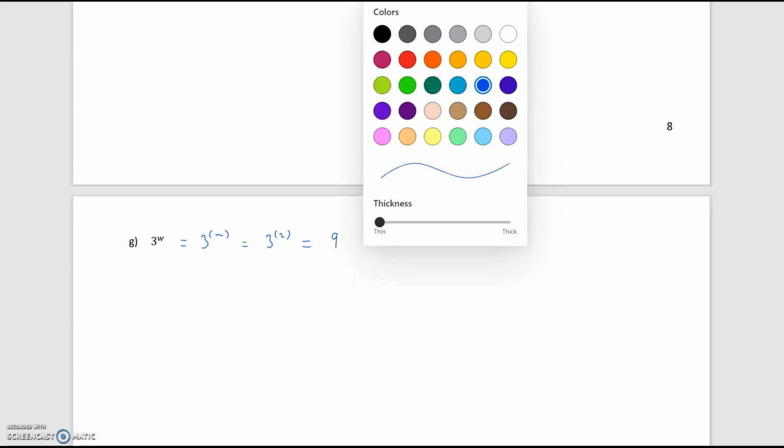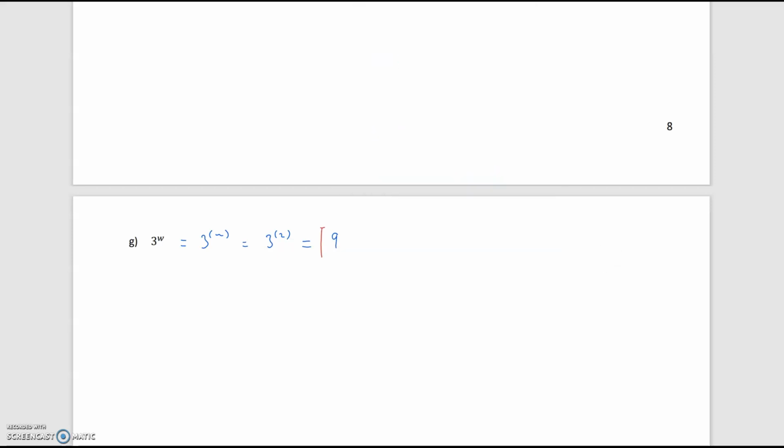This will be G. On G, this one represents a 3 with the exponent w. So 3 with the exponent of 2, and 3 to the second will be the value of 9. That's it for G.